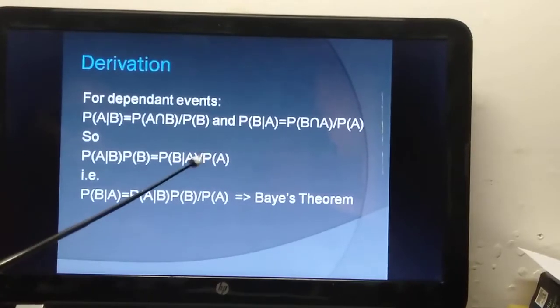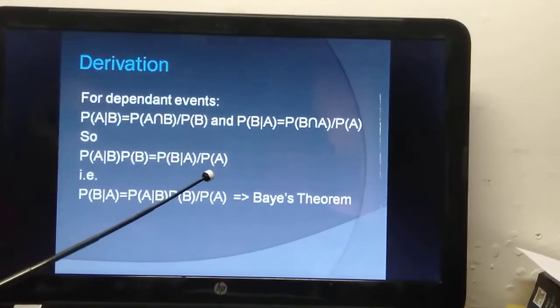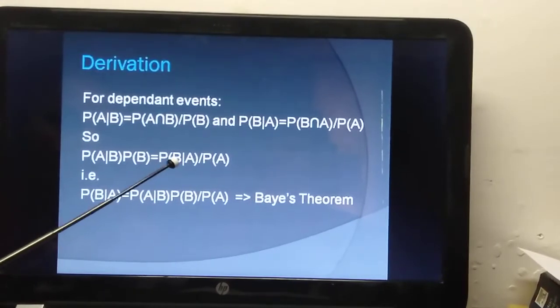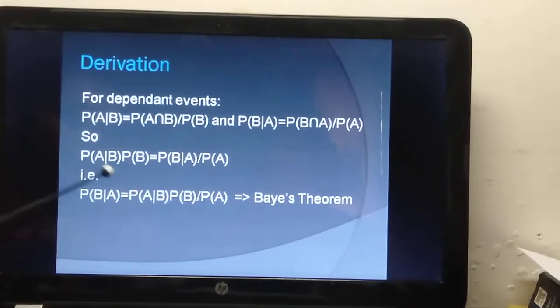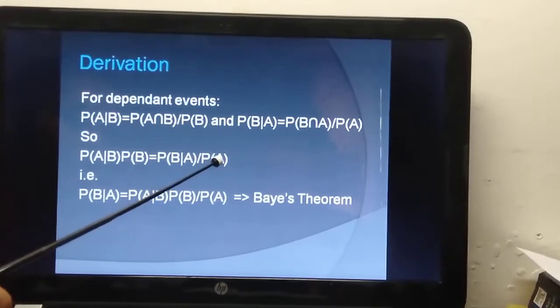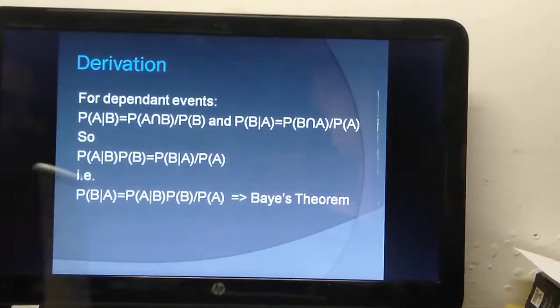Okay, so this is not divide, this is into P given A. If this is the case, then probability of B intersection A is equal to this divided by P of A, and this is the Bayes theorem. This is how the derivation is done.